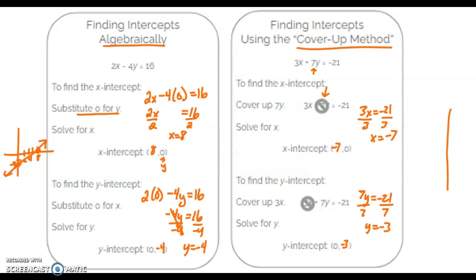So if you think about this on a graph, if I just sketch a quick graph, the x-intercept's at negative 7. That's right here. The y-intercept's at negative 3. And then you would just draw a line going through those 2 points. And that would be your graph.